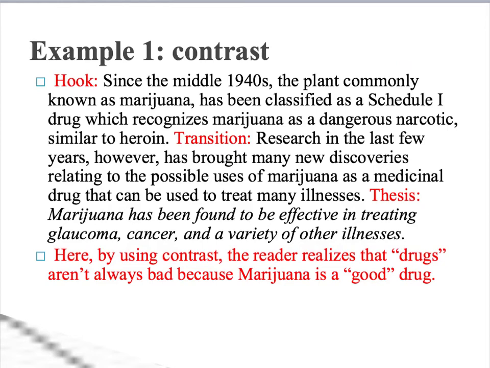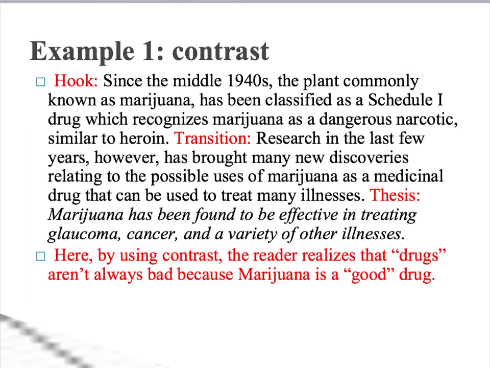Since the middle 1940s, the plant commonly known as marijuana has been classified as a Schedule I drug, which recognizes marijuana as a dangerous narcotic similar to heroin. So when you first read that hook, you say, oh my God, it's saying something really, really bad about marijuana. But as we read on, you're going to see this essay is not saying a bad thing about marijuana, it's saying a good thing.